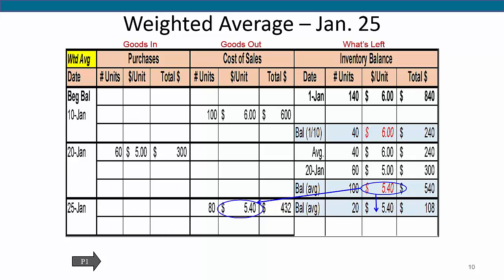The sale on January 25th leaves only 20 units in inventory, and they also carry the same weighted average cost of $5.40 per unit, for a total ending inventory cost of $108. Now, please note that I'm not rounding my calculation to the nearest dollar here. I'm using at least 2 decimal places. Be certain to pay attention to this advice stated in your homework about decimal places.